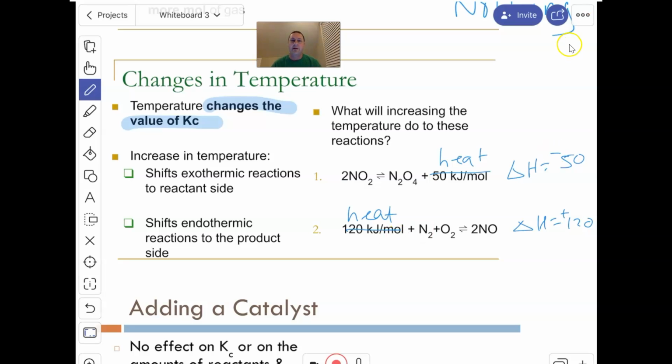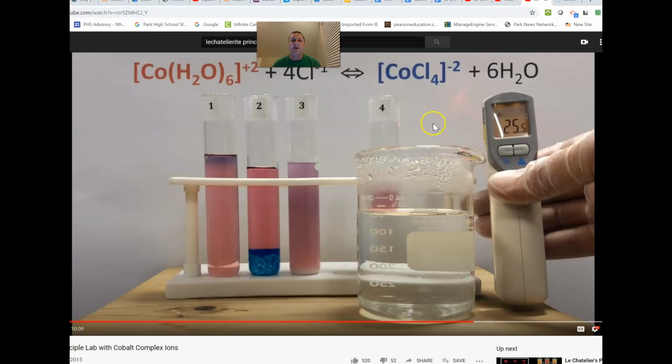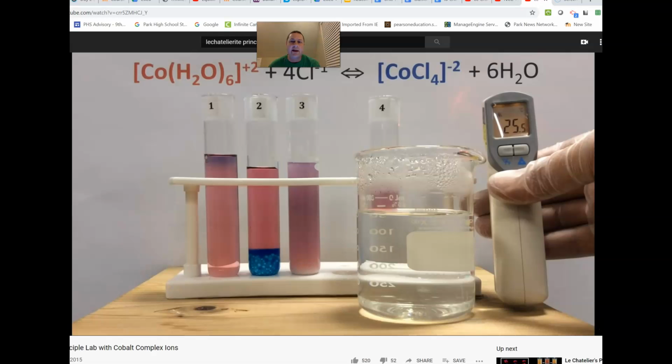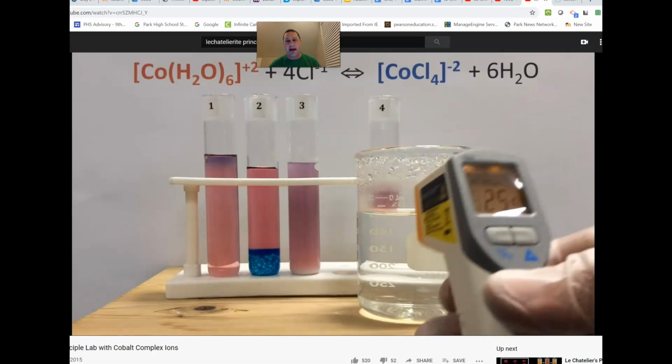All right, let's take a look and see if I can't get a video for this one. Okay, here we go. This is that cobalt chloride one. And it looks like number 1 is like kind of the starter color they're used to. Number 4 really is pretty much the same thing. It's at room temperature. And they're going to sort of put it in a water bath with different temperatures here. By the way, this is an endothermic reaction.